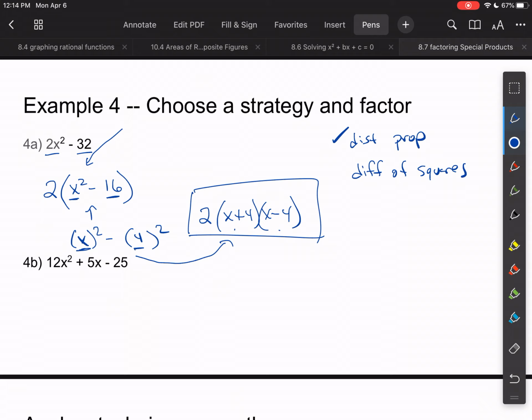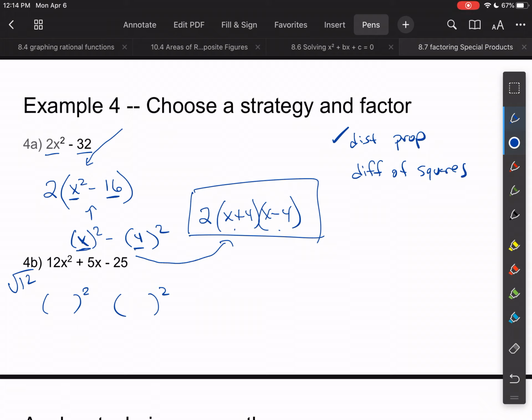So for 4b, can I write this as something squared? Can I write the first term as something squared and the last term as something squared? Well, let's try the square root of 12. Nope, square root of 12 does not give me a nice number. Okay, so on 4b, we're probably going to have to go the long route. Okay, so let's see if we can figure this out.